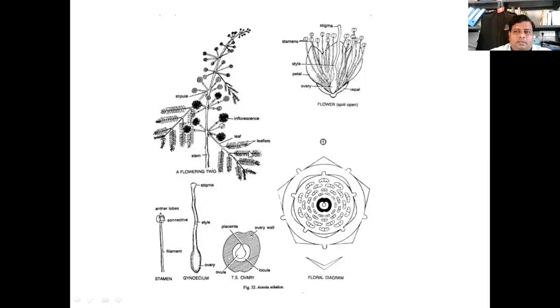This is the diagram of Acacia nilotica. You can see the flowering twig. This is the flower, stamen, stigma, style, petals, and ovary. Here you can see separated gynoecium. Here is stamen. Here is the floral diagram for this Acacia nilotica. Here is the ovary. You can see the locule, and this is the seed and its attachment. That is the placenta. This is the marginal placentation.